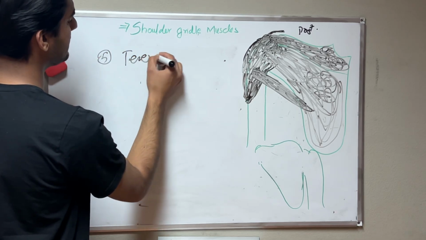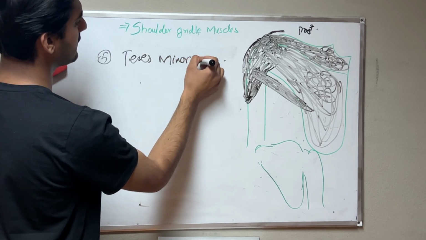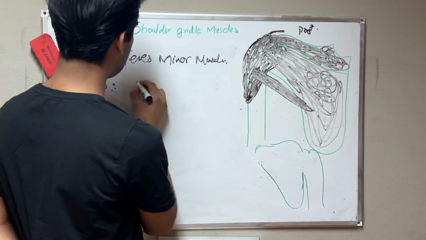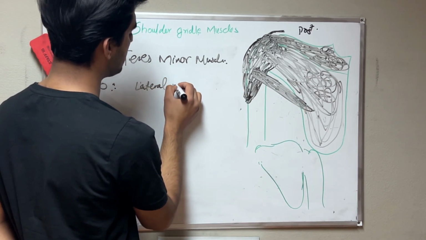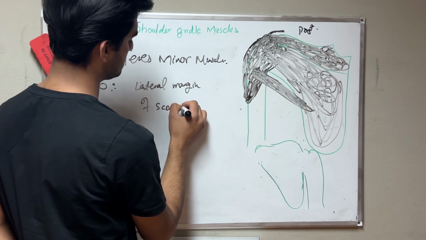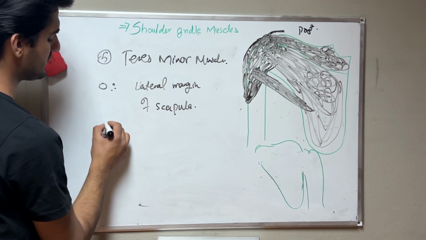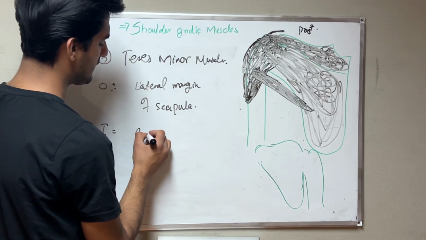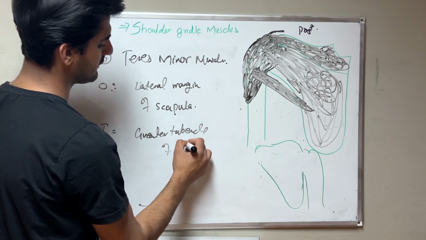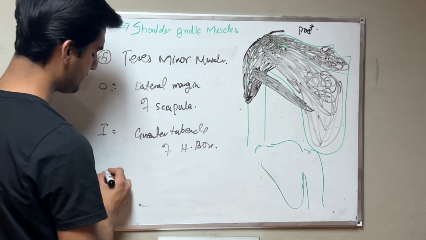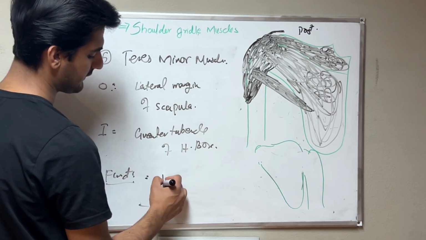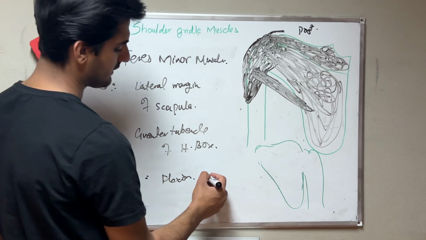Muscle name, teres minor muscle. If you talk about origin, it is from the lateral margin of scapula, plus insertion where? Greater tubercle of humerus bone. If you talk about the function of this muscle, it helps in flexion and external rotation.